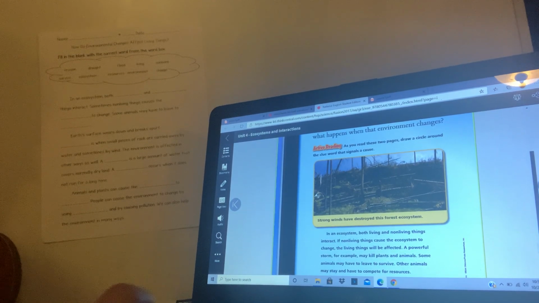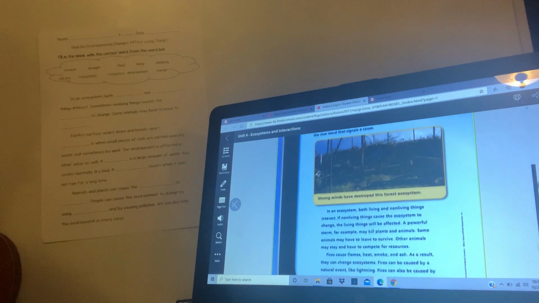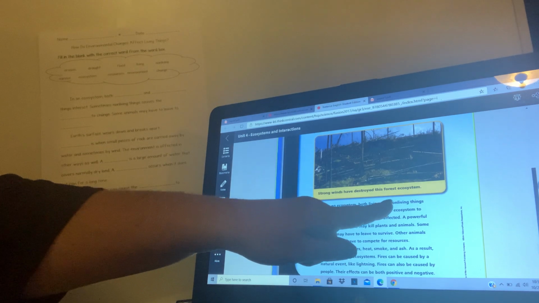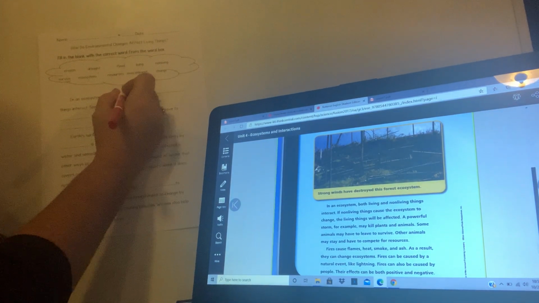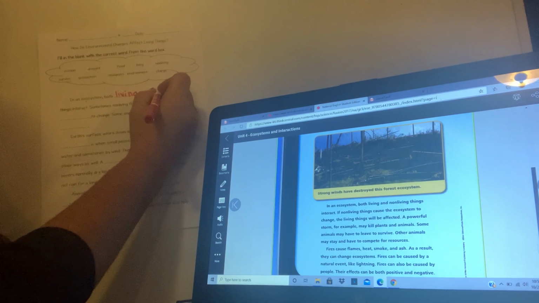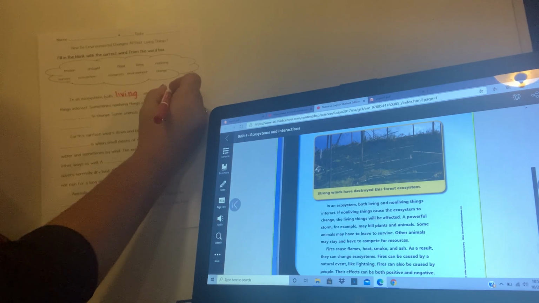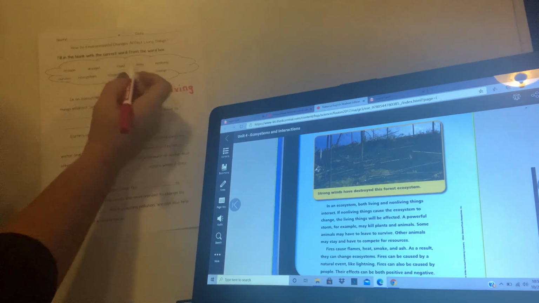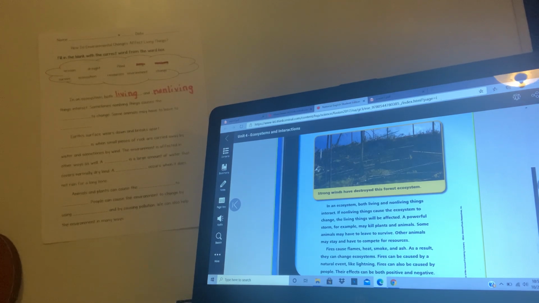Down below, it starts off by saying, in an ecosystem, both living and non-living things interact. There's our answers for the very first two blanks, living and non-living. When you are done writing those, you can go up and cross each one of them off up in the word box because we're only going to use each word one time.